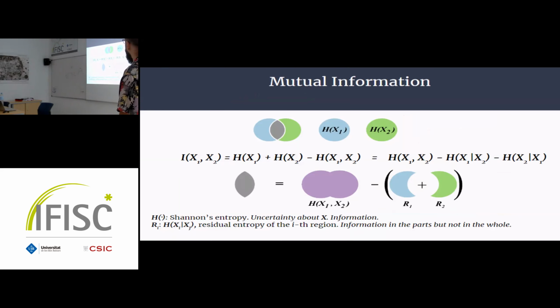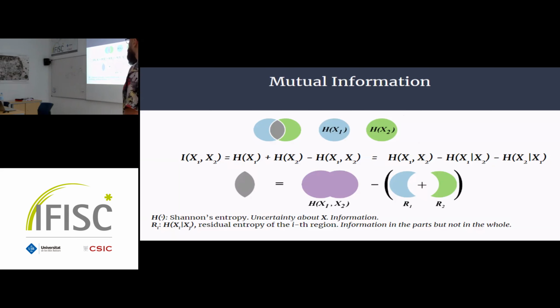The usual way is considering this is the information of one variable, x1, the information of x2. And when we intersect them, this gray zone will be the mutual information that can be defined as the sum of the entropies of each variable minus the joint entropy of the system. So that will be taking the entropy of that, summing this, and then subtracting the joint entropy of the system. And that will give you the gray zone.